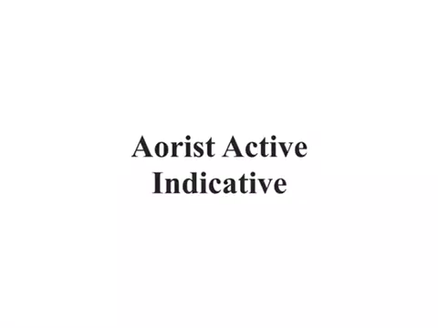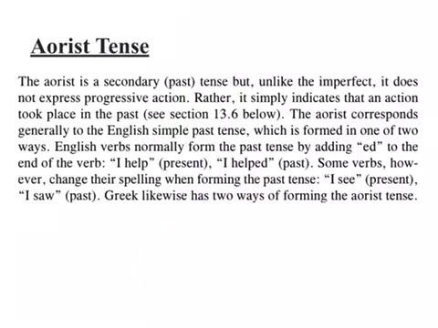Any questions? Okay, now we're going to look at the aorist. Funner. So the aorist is a secondary tense, but unlike the imperfect, it does not express progressive action. Rather, it simply indicates that an action took place in the past. So that would just be like, I did something. So instead of I am loosing or I was loosing, I loosed. Right?